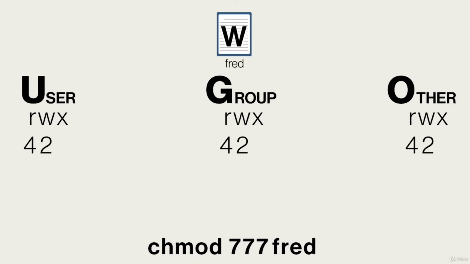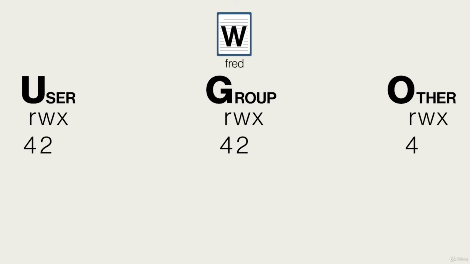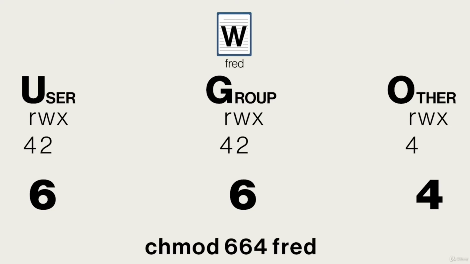And what we have is I want the user to be able to read and write on it. I want my group to be able to read and write, but everybody else, they only get to read it. So let's just do the math. 6, 6, 4. So in order to set this up, I run the chmod command, 6 6 4, and then the name of my file, I hit enter, and I've changed the permissions.